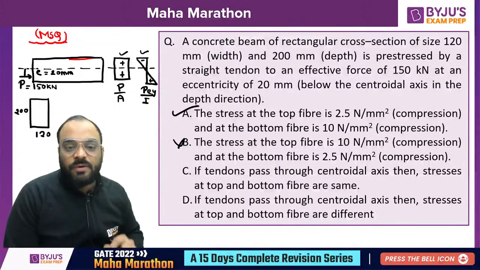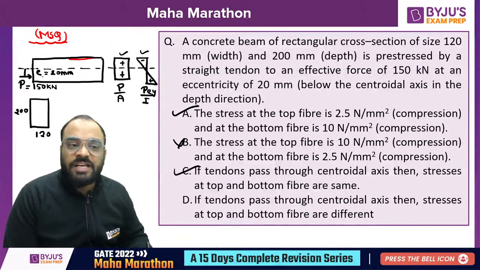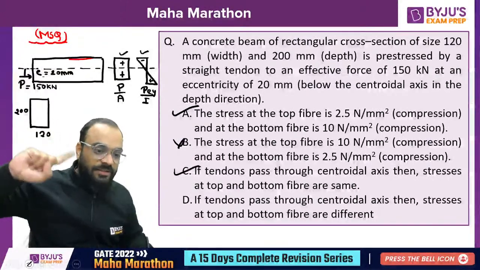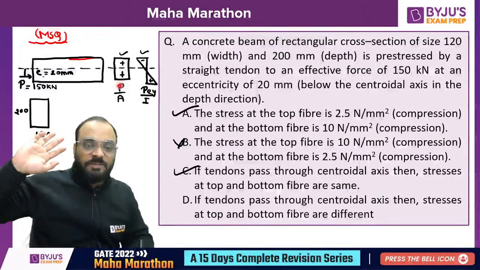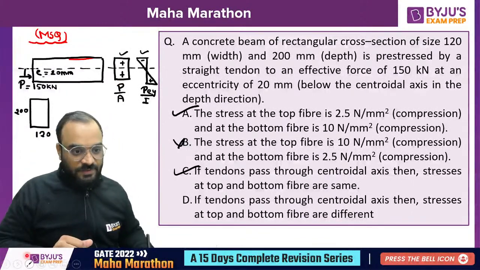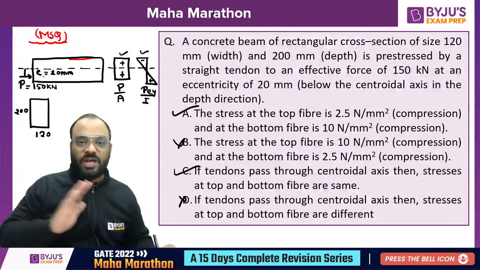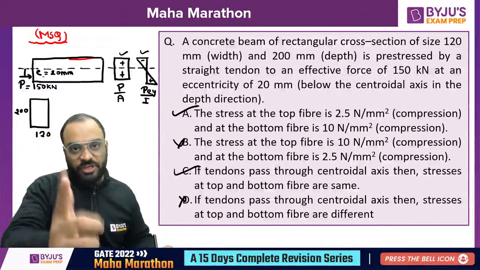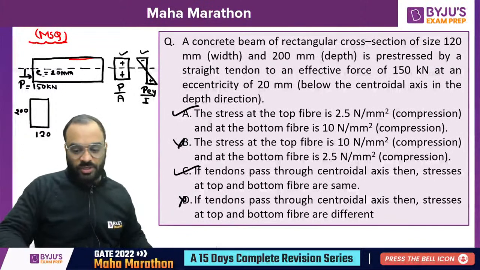Clear? Now if we talk about statement C, if the tendon passes through the central axis, then the stress at the top and bottom fiber will be the same. Yes, it is correct. Guys, if we do not provide any kind of eccentricity, then this particular part of stress will not be there. Only this particular portion of stress will be valid. That means at the top and at the bottom, you may find the same value. That's why C is also correct. D is wrong. Clear? So A and C are correct. Without solving the problem, we can solve it, but you need to do the smart work.